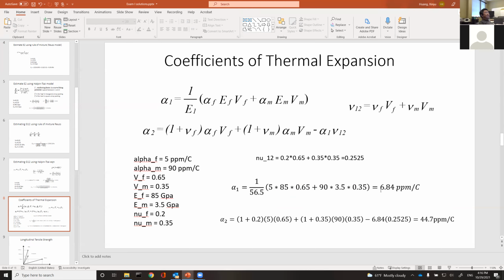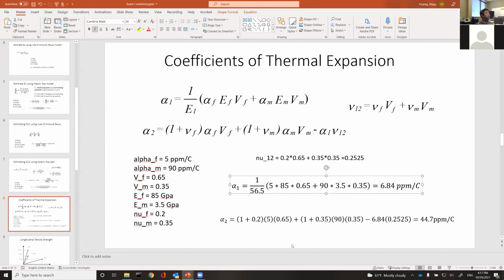I got 6.84 ppm per degree C, or you can write 6.84 micrometer per meter per degree C. Doesn't matter how you write it, but as you can see, it's a little bit higher than the fiber. That makes sense because the matrix is much higher than fiber. So the fact that the matrix material expands more than fiber makes the one direction expansion slightly higher than fiber. Again, it's fiber dominated. It's much closer to fiber than matrix. Okay. This is the E1, alpha 1.